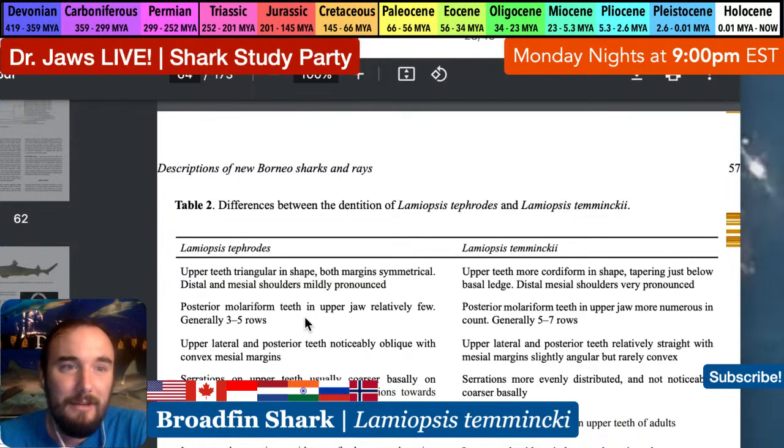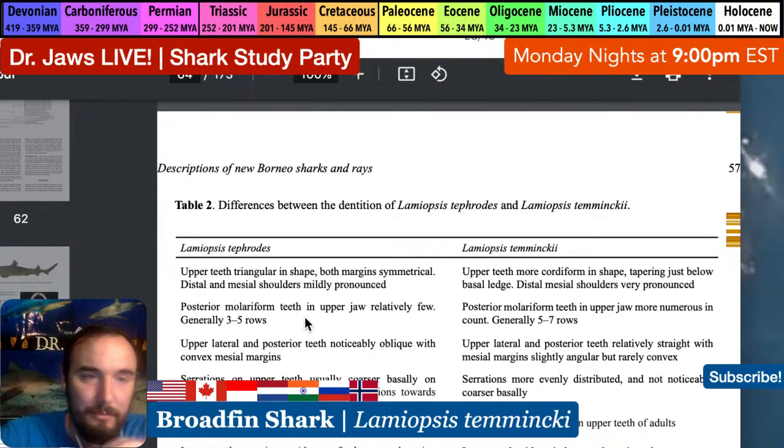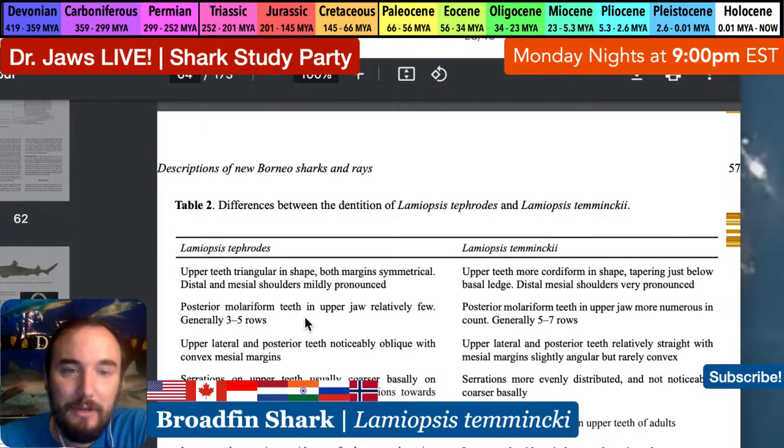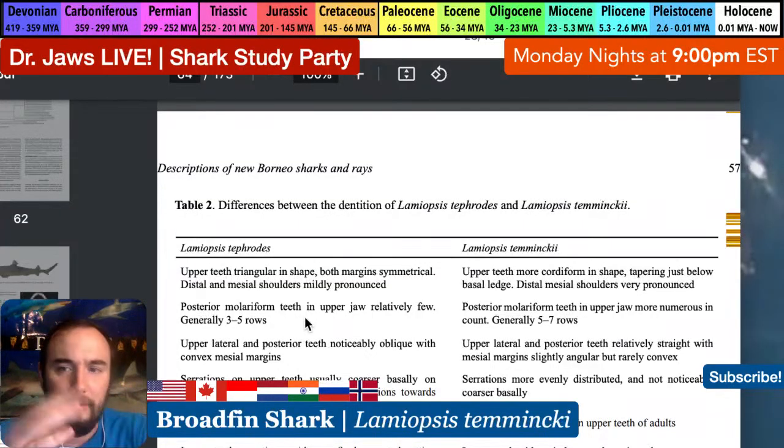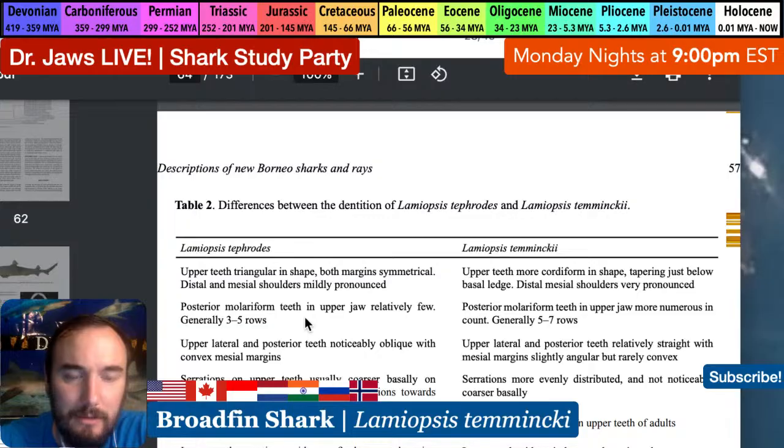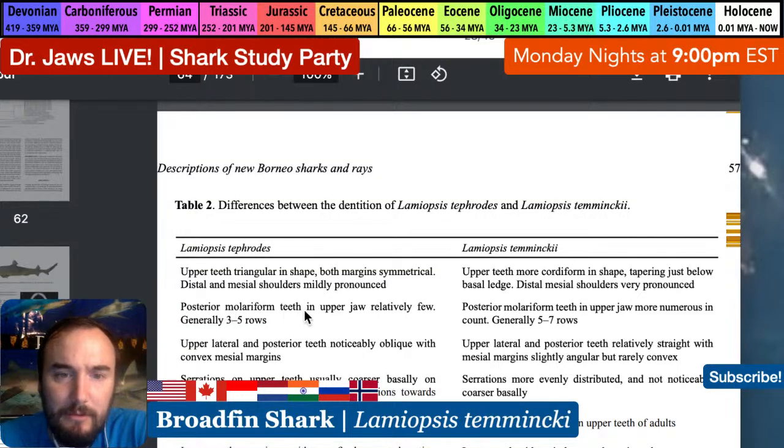I know my little window is small in the lower left corner of the stream, but I hope you can see a little bit of that shift from the prominent teeth to the molliform teeth. But apparently in Lamiopsis tephrodes, the posterior molliform teeth in the upper jaw are relatively few, generally 3 to 5 rows. Posterior molliform teeth in the broadfin shark upper jaw are more numerous.